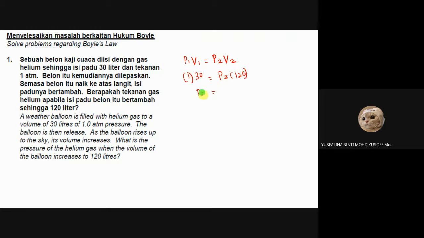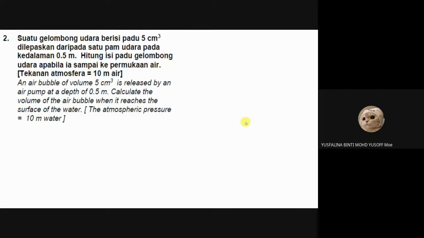So P2 is 30 divided by 120, right? So what's the answer for 30 divided by 120? You will get 0.25 atm. Atm means the pressure unit for atmospheric pressure. Okay, so try this one.